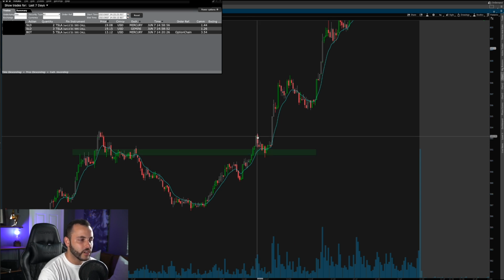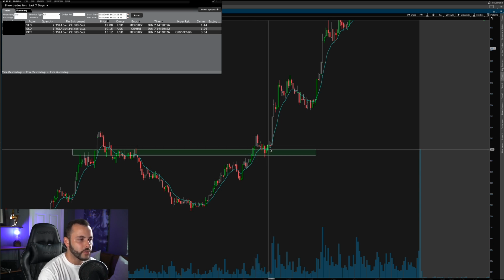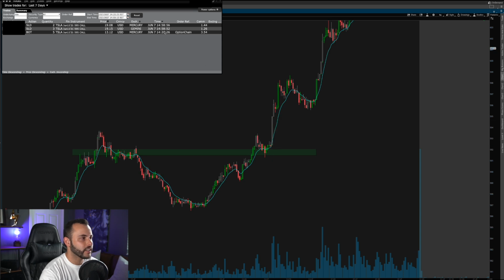Now, after I saw this pullback and this hold of support and this nice push higher, I got in here at 220 on a nice 595 call and I took 5 contracts. Now I continued to hold this and I held this through the 9 EMA right here, right? So I held this until 1458, which was right here on Tesla. So this is 1458. This was my exit. So I really did hold through a nice little move here.